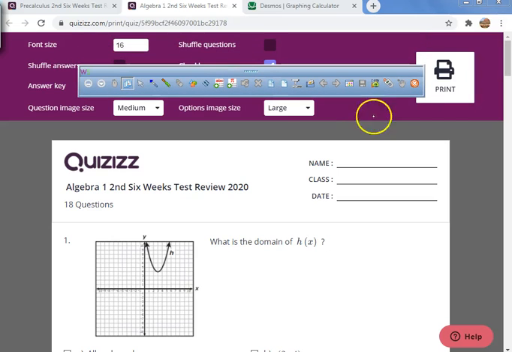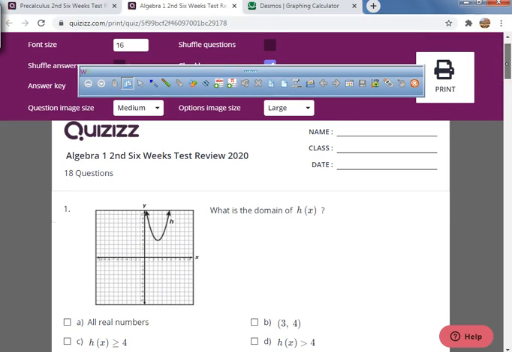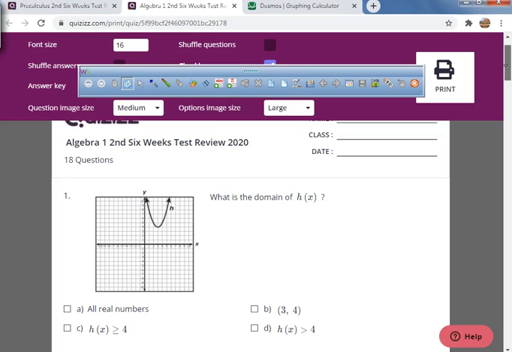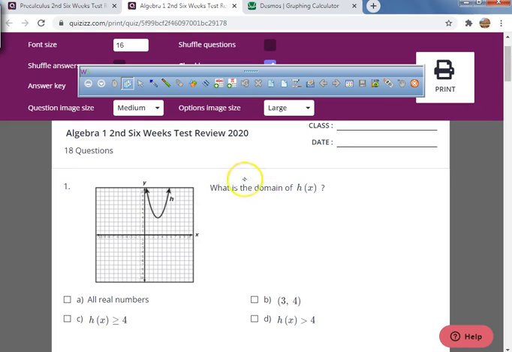All right, so what we're going to be doing today and possibly tomorrow is going over the 6 weeks test review. In this particular question, it says, what is the domain? Now, this is a very difficult graph to look at, so we're going to make this graph in our journal.